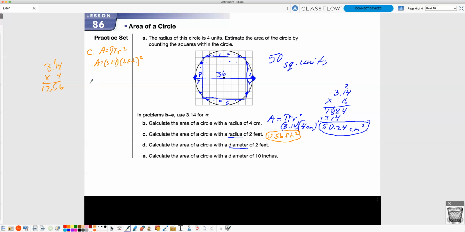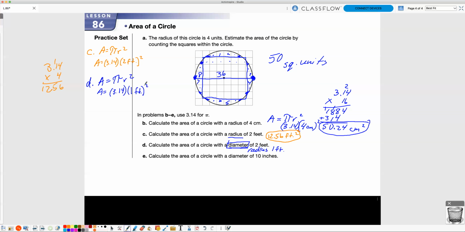So if you know what the diameter is, that means you know what the radius is going to be. I'm still going to use the same formula, area equals pi r squared, but now that I know that this is the diameter, because it says it's a diameter, I know that the radius of this circle would be 1 foot. So if the radius is 1 foot, I now can plug in the values here. The pi is 3.14 as always. So 3.14 times 1 foot squared.